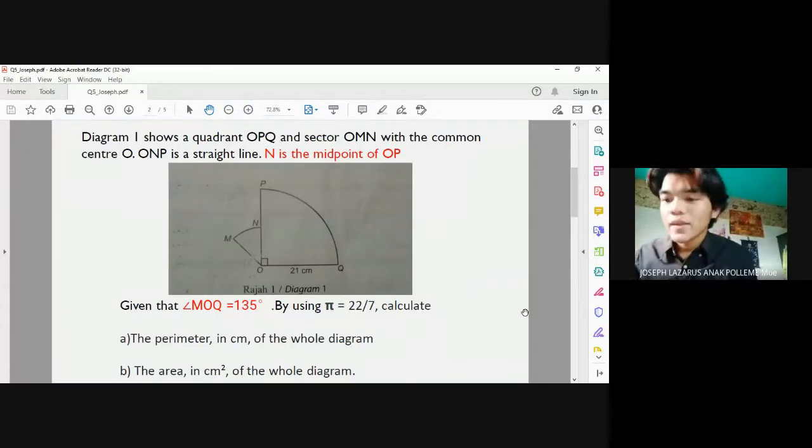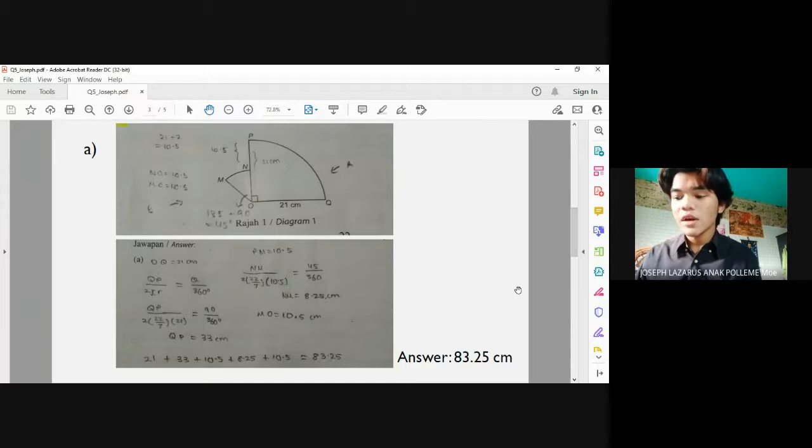Diagram 1 shows a quadrant of PQ and sector OMN with a common center O. OP is a straight line and N is the midpoint of OP. Given that angle MOQ equal to 135 degrees, by using pi equal to 22/7, calculate A, the perimeter in cm of the whole diagram, B, the area in cm2 of the whole diagram. Give your answer correct to decimal places.